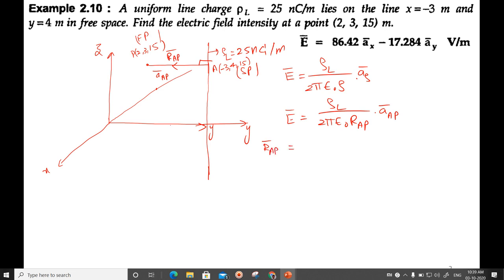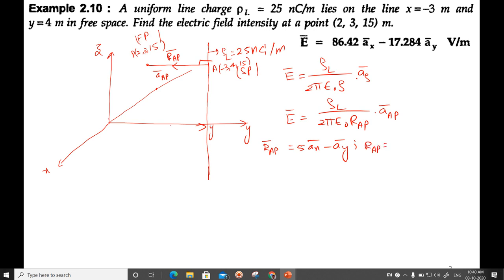So A to P, right? 2 minus of minus 3, 2 plus 3, 5 a x. Then 3 minus 4, minus a y. Then 15 minus 15, Z component will vanish. It has to vanish because the infinite line charge is lying parallel to Z axis, means Z component of the field should vanish. It should not come into picture. So it is correct.